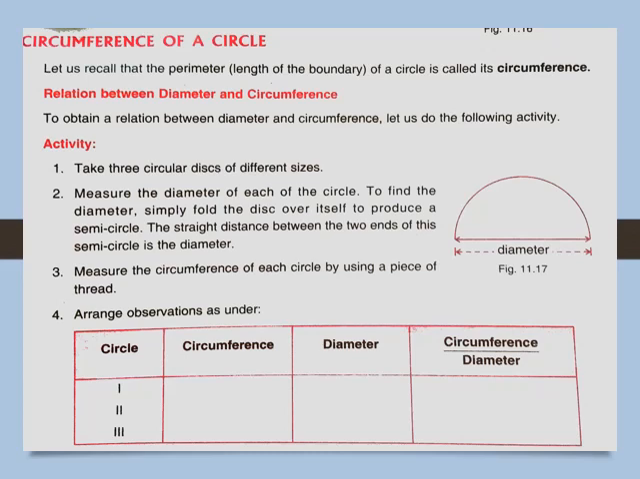Now take three circular discs of different sizes and measure the diameter of each circle. To find the diameter, simply we have to fold the disc over itself to produce a semicircle. So the straight line distance between the two endpoints of this semicircle is the diameter. Now measure the circumference of each circle by using a piece of thread. With the use of thread, you can measure the total length of the boundary of the circle.